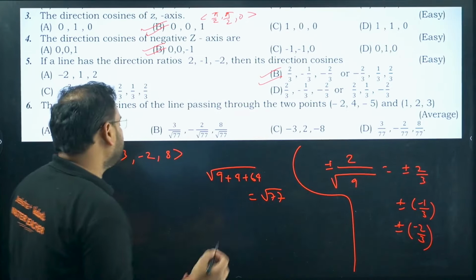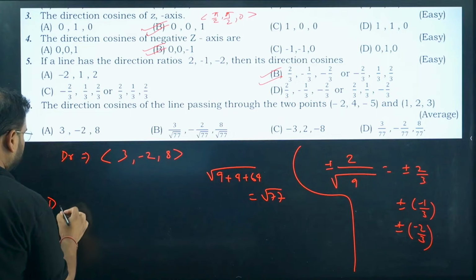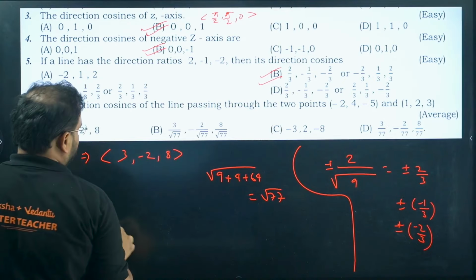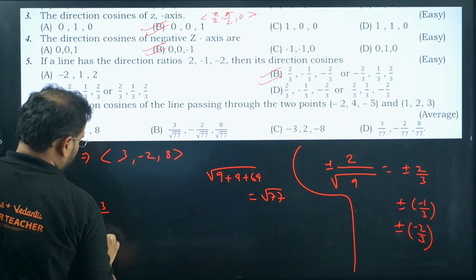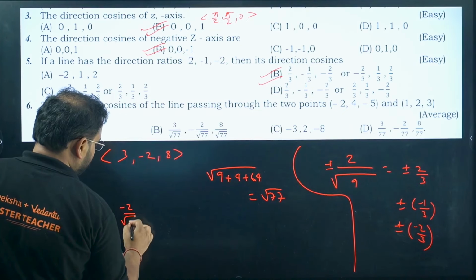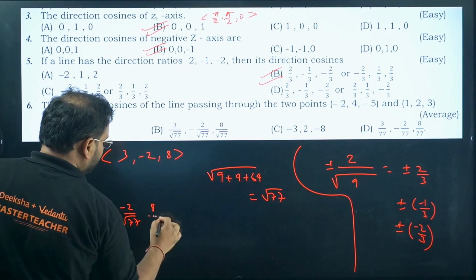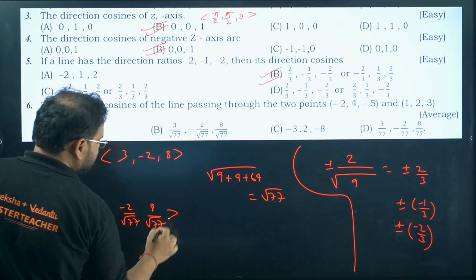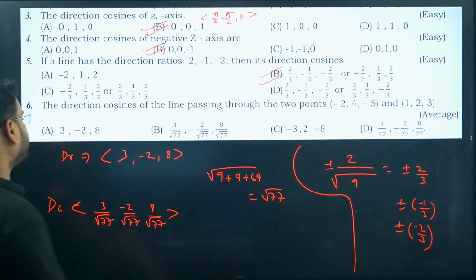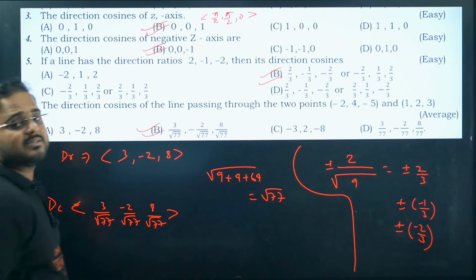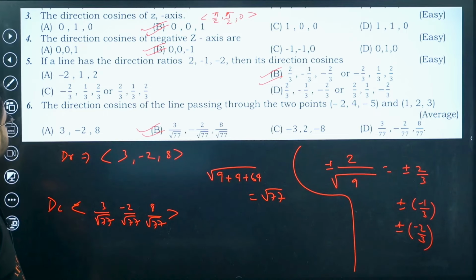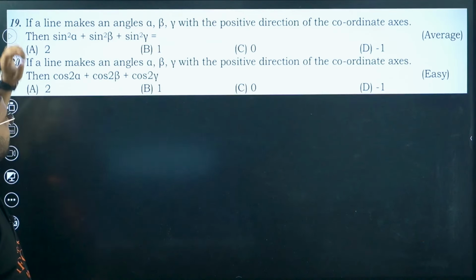So the direction cosines will become, of course with plus minus signs, 3 by root 77, minus 2 by root 77, and 8 by root 77. So option B is the only right choice. Clear? All 4 questions are dealt with.